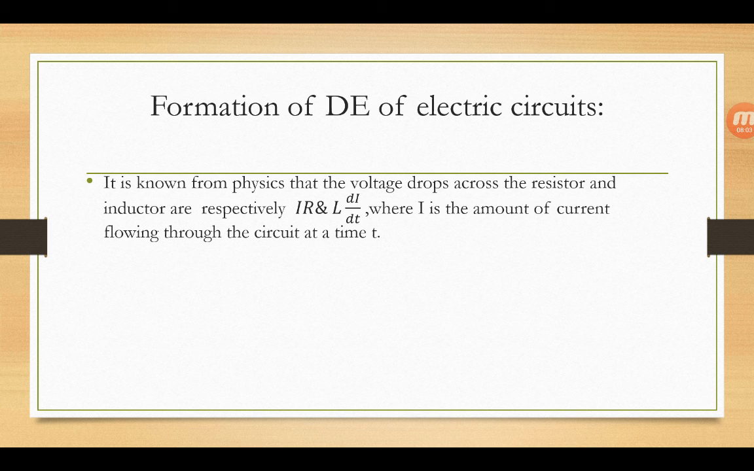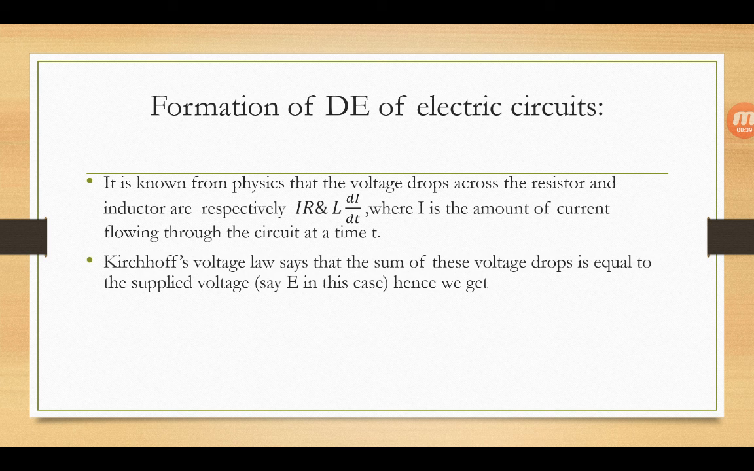Now, the very first step we'll do is formation of the differential equation. From Kirchhoff's law, we know that the voltage drop across the resistor is I into R, while the voltage drop across the inductance is L into di by dt, where I is the amount of current flowing through the circuit at a time t.